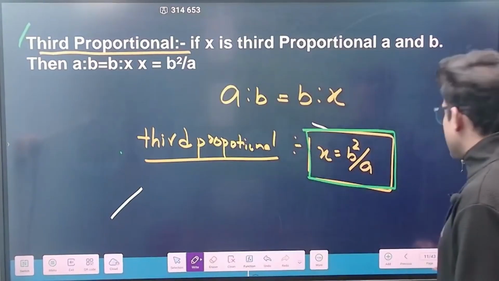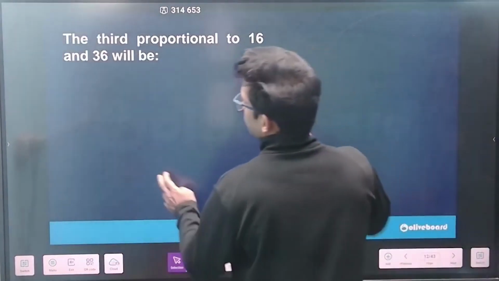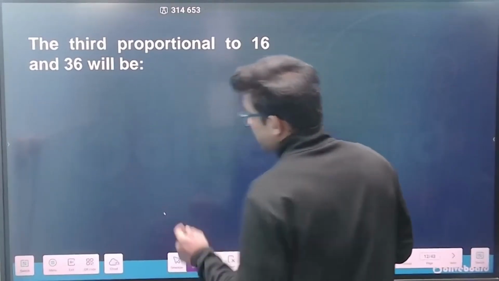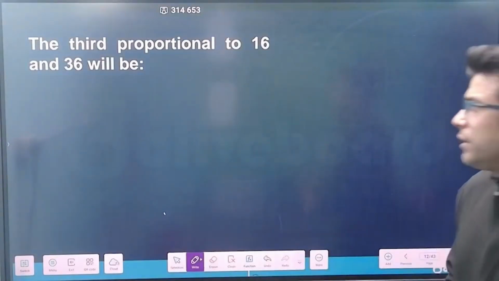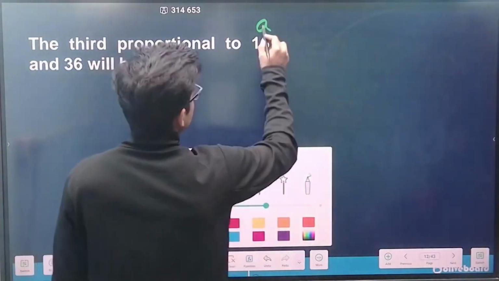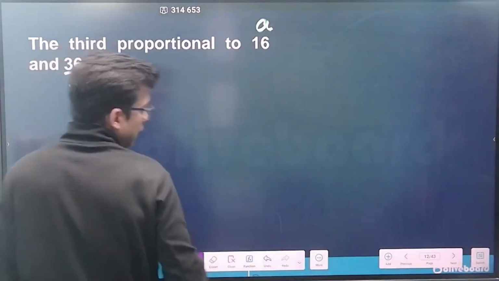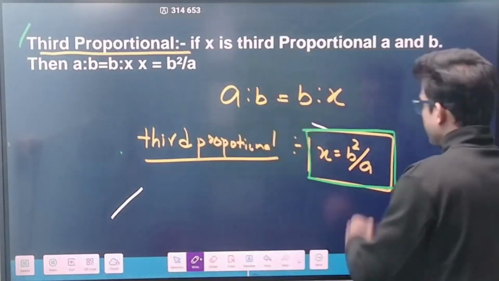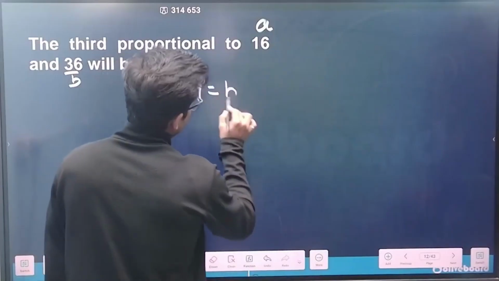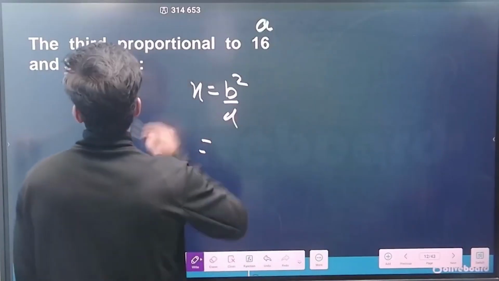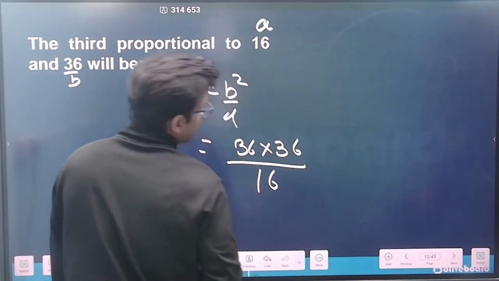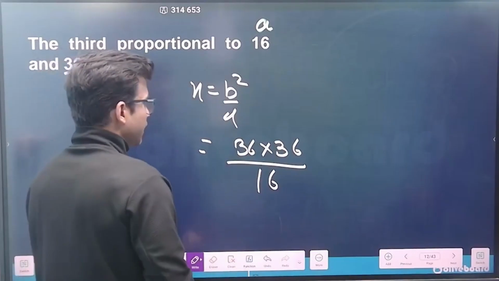Okay. Now next line. From that we have a question: the third proportional to 16 and 36. So they are asking the third proportional. Assume this is A, and this would be B. Now we have done x equals B square by A. Try doing it by yourself. B square means 36 into 36, by A means 16. I hope this is clear.